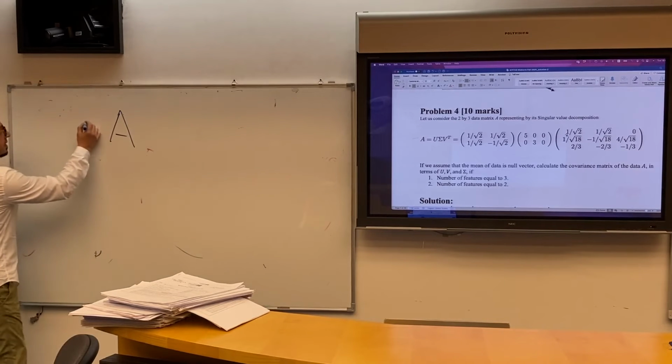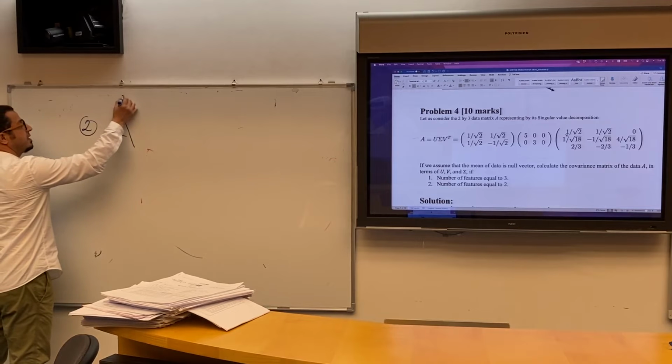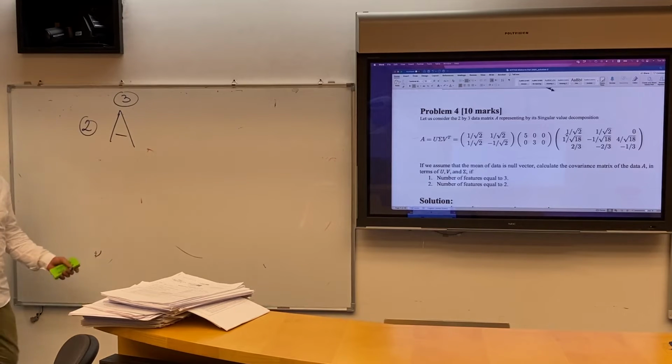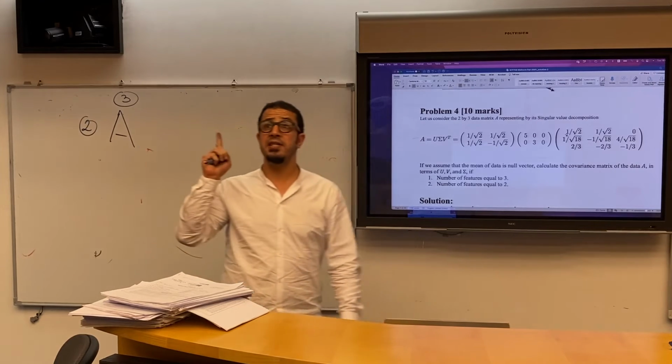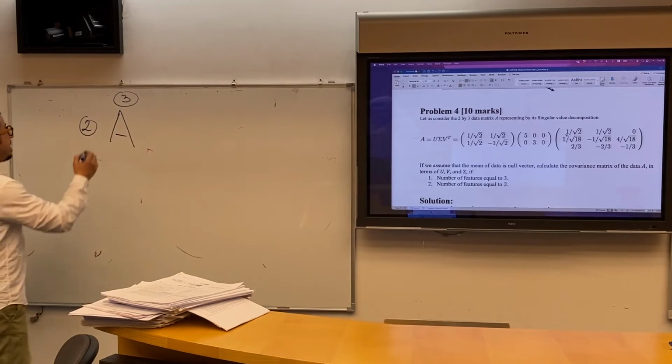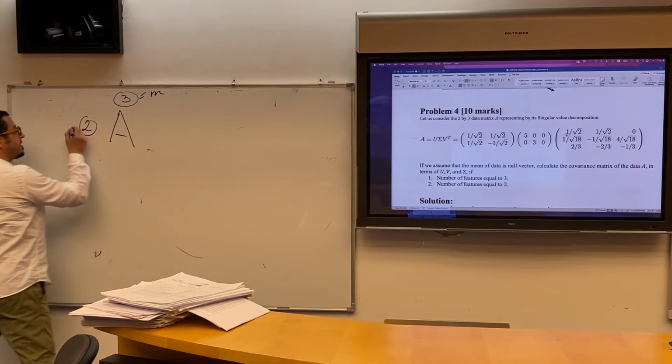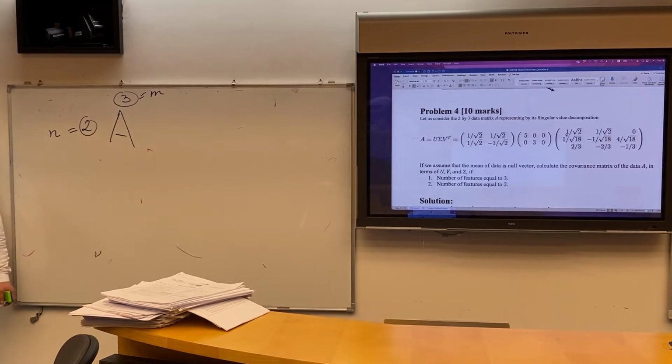What is the value here? 2. What is the value here? 3, right? Okay. Go now to the first question. Number of features is 3. What does it mean? This is M, and this is N. Is it clear now?